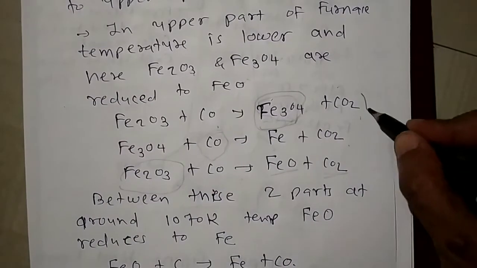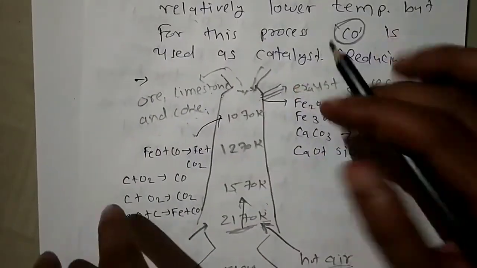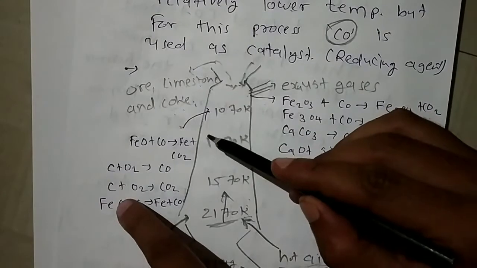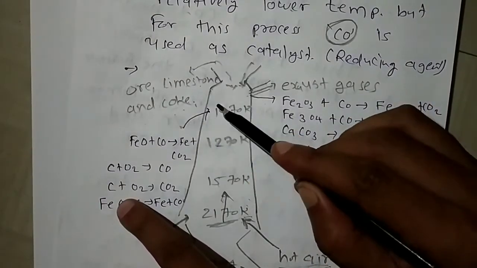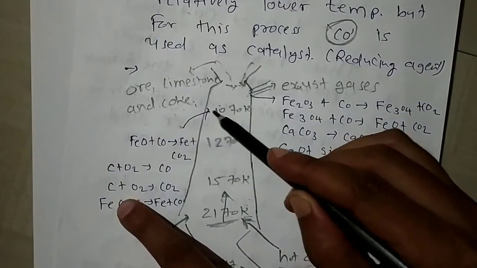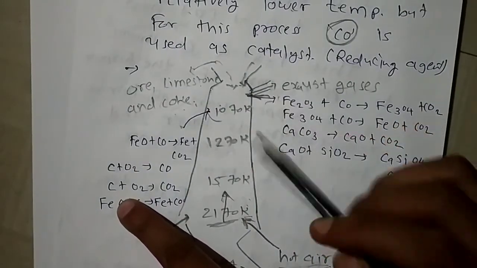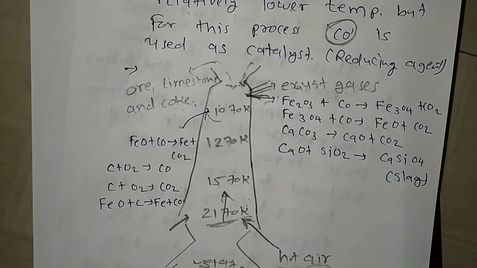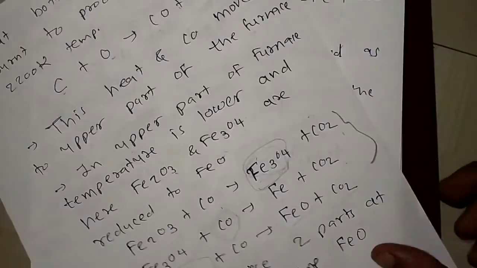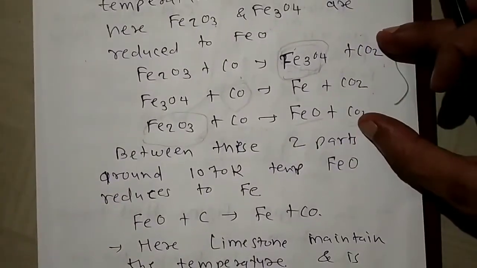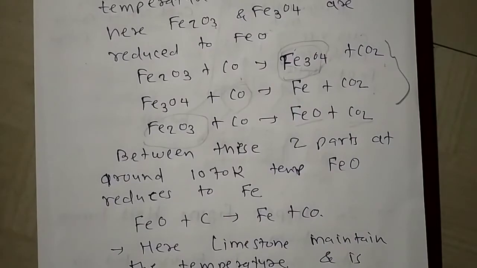Now this reaction is occurring at the upper part of the blast furnace. Here at the upper part of the furnace, at lower temperature, almost 900 Kelvin. These three reactions are occurring at almost 900 Kelvin temperature.